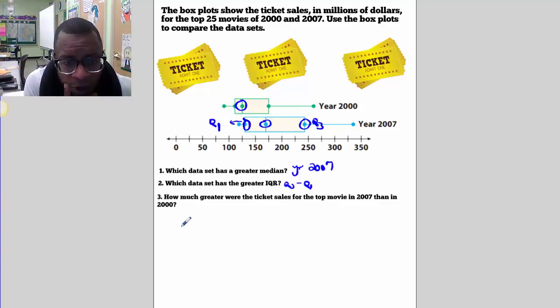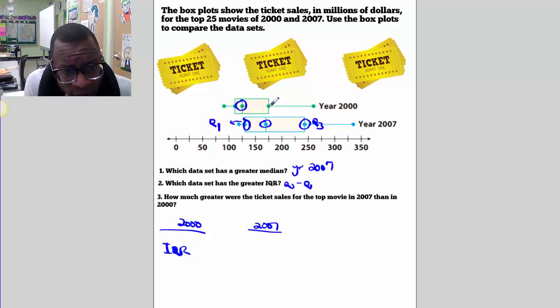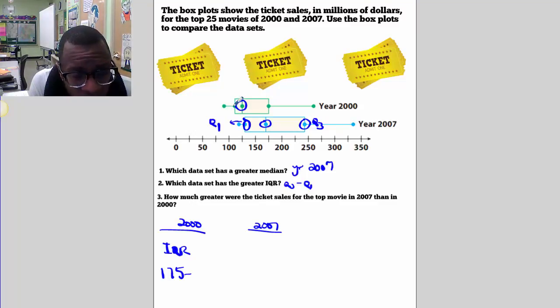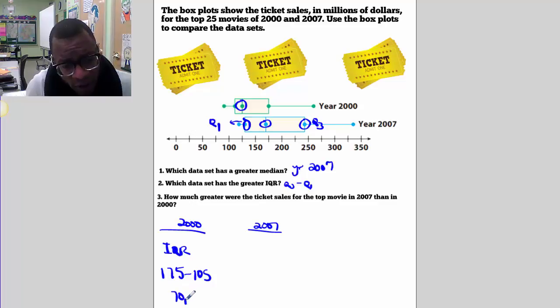Okay, and so for year 2000, your IQR is going to be, for Q3, a value of 175 million. And Q1 would be a little above 100, so I would say maybe 105 million. So our IQR for the data set for year 2000 is going to be approximately 70 million.